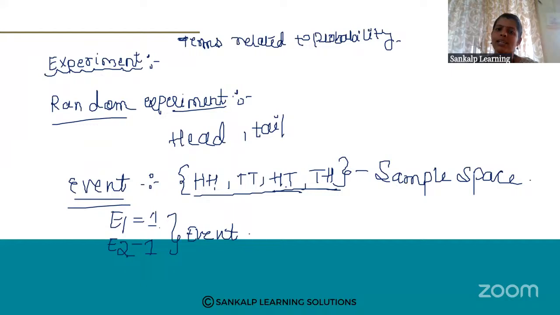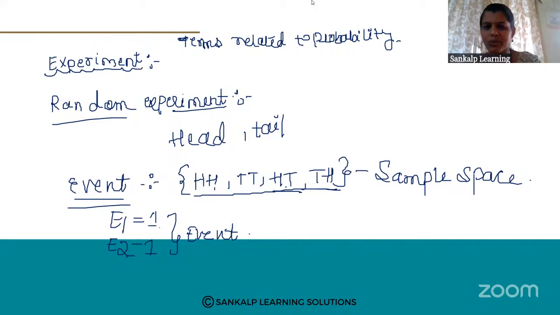Okay. The terms related to probability: the first one is experiment. Experiment means whatever you are doing. If you toss a coin, that is also an experiment.